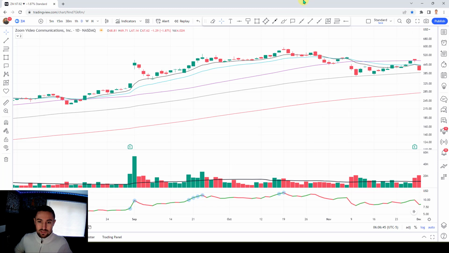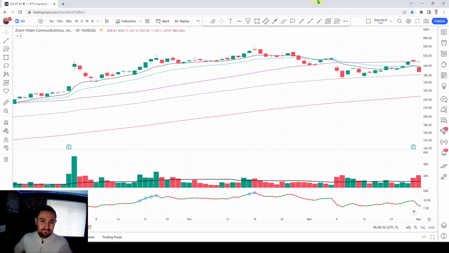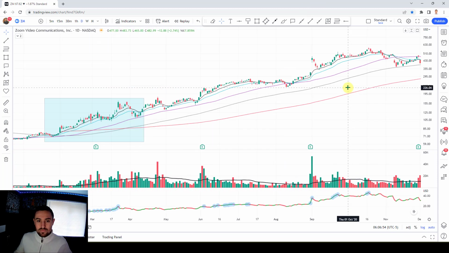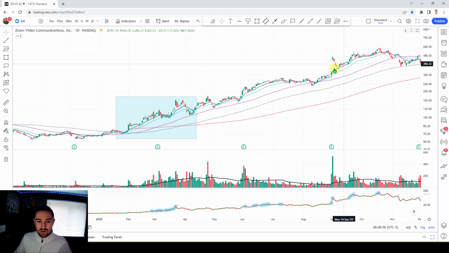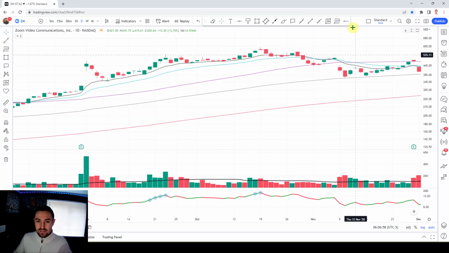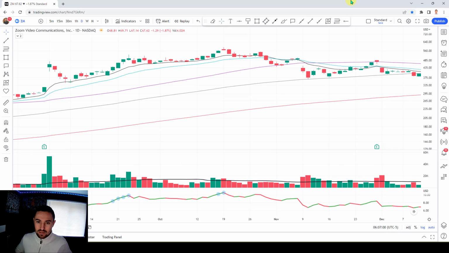So let's keep going with Zoom here. Maybe I could have got it through there. That there was a pretty good setup, to be fair. But then thinking about the price cycle, it's had a big run up here. Earnings, relative strength is now decreasing. We'll see if it can set back up.